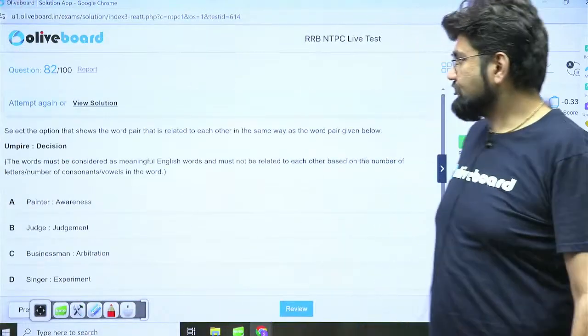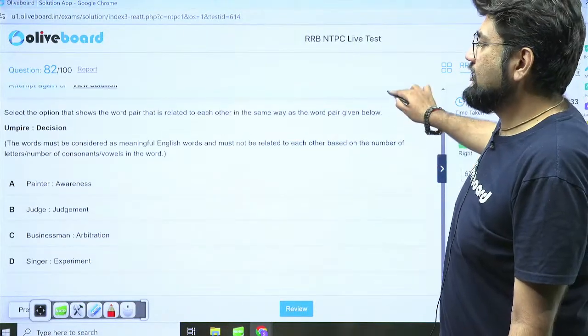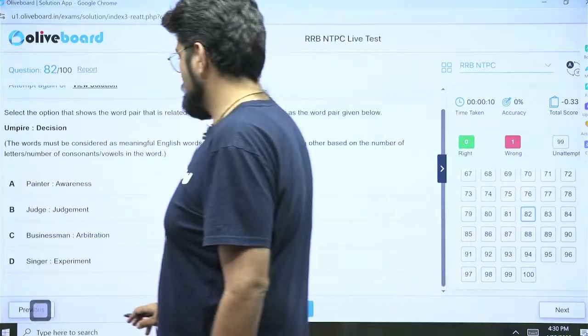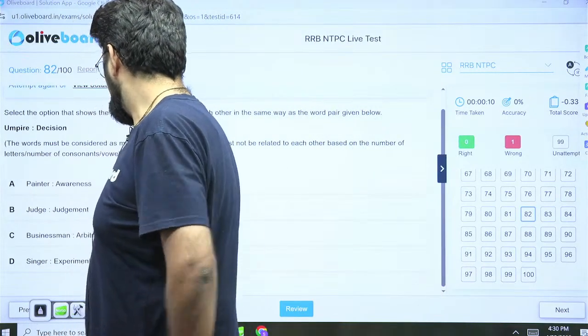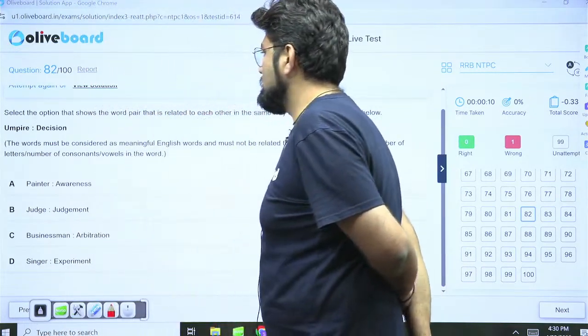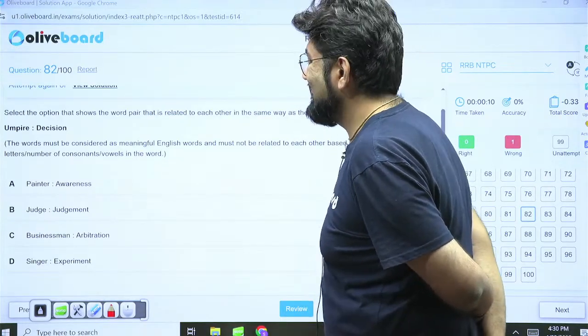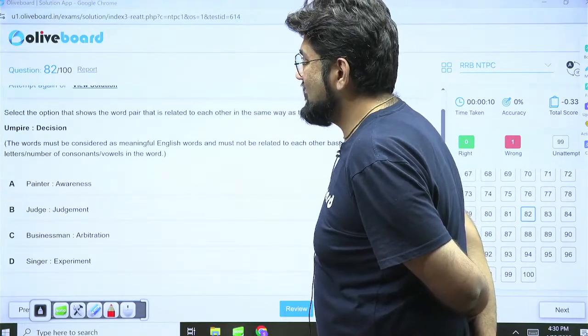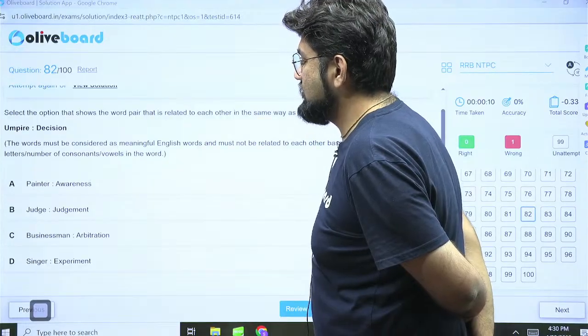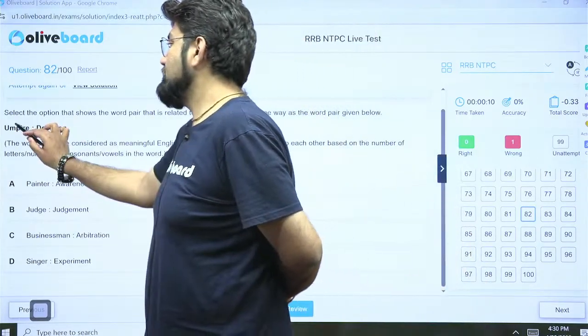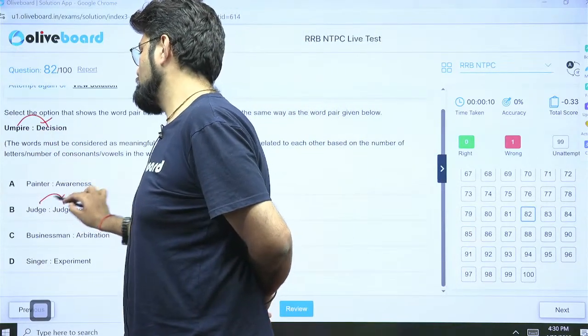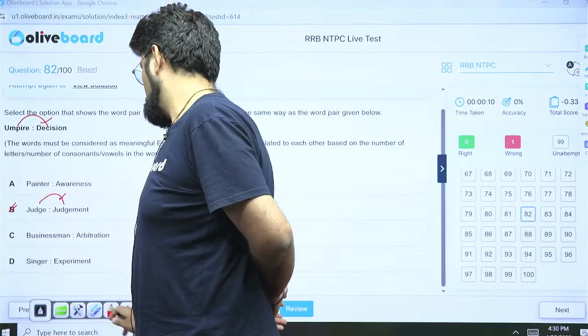82. Oh, now back to back they'll have reasoning questions because they had a lot of gaps today. So umpire, decision. Select the option that shows the word pair related in the same way. Umpire takes the decision. So painter, awareness; judge, judgment; businessman, arbitration; or singer, experiment. Like umpire takes a decision, judge makes a judgment. So option B is the right answer.